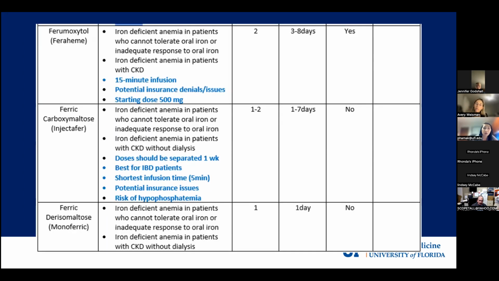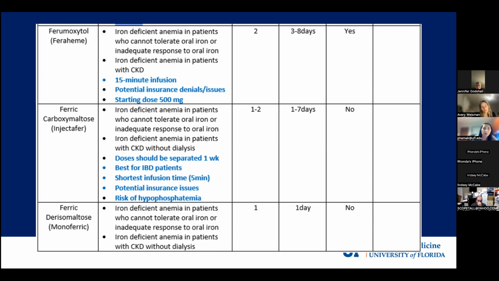And then the last 3 iron infusions are Feraheme, Injectafer, and Monoferric. Feraheme is a 15-minute infusion, so most patients prefer that. You're in and out. The starting dose is 500 milligrams, and so most patients will need anywhere between 2 and 3 infusions to get an ideal dose.